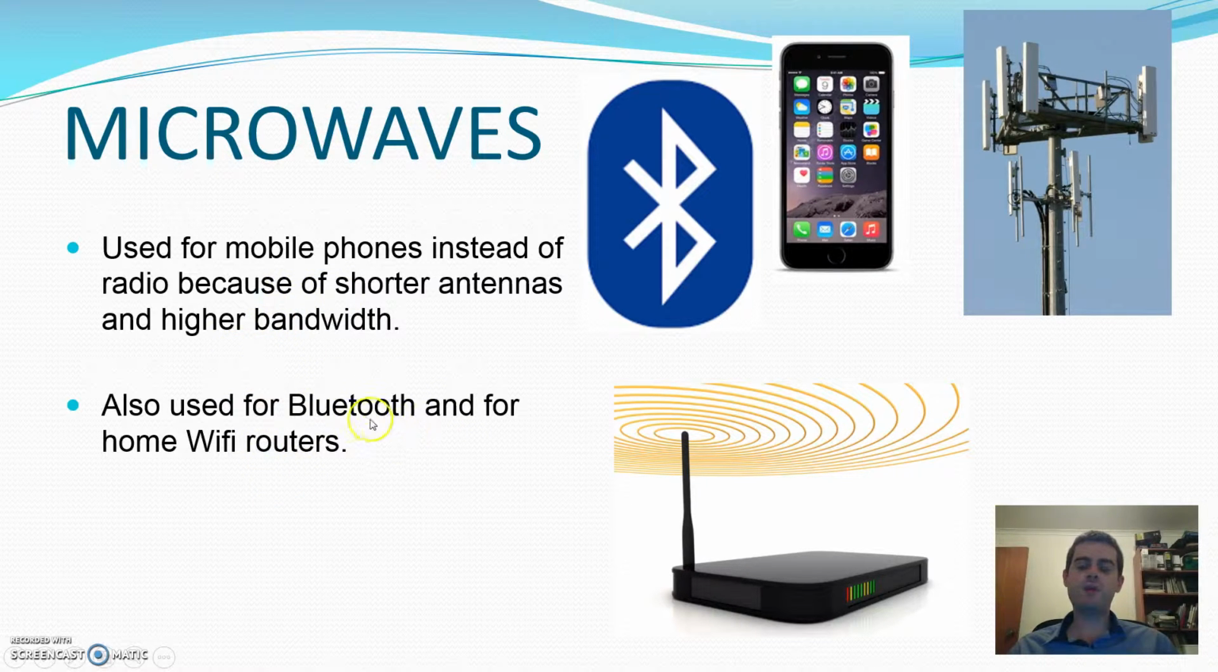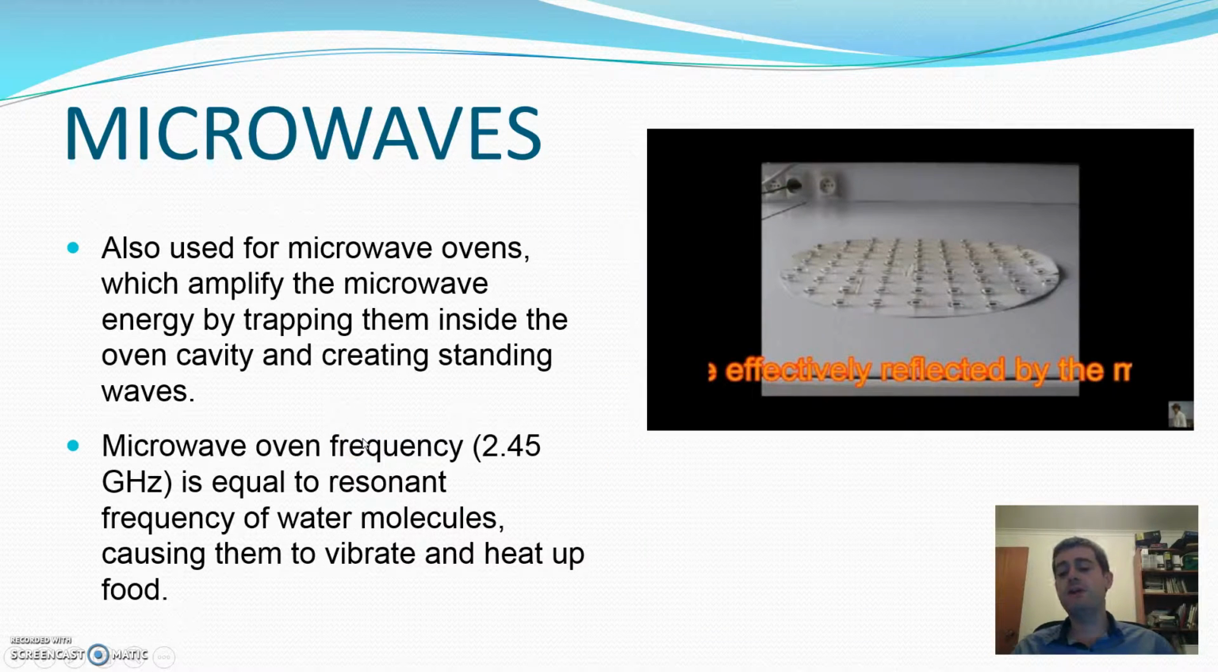And other applications as well: the Bluetooth in your phone uses a kind of microwaves, and your home Wi-Fi uses microwaves as well. And obviously, one application of microwaves is in microwave ovens. Now, microwave ovens basically use the same kinds of microwave energy that you use in mobile phones, but to actually make it heat things, you have to trap it inside what we call the cavity of the oven, and you create standing waves.